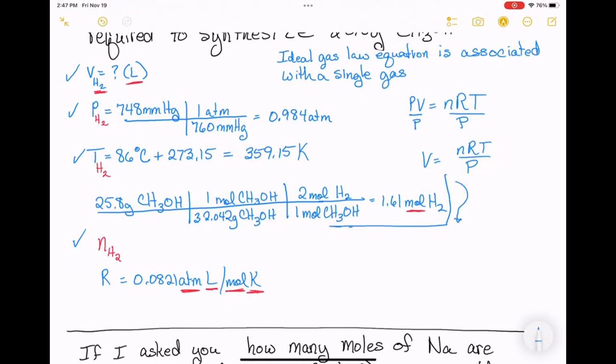And so we have the volume is equal to the amount of gas, so 1.61 moles times R, 0.0821 atmosphere liters per mole Kelvin times temperature, which is 359.15 Kelvin, divided by our pressure, which is 0.984 atmospheres. So you would get a volume of 48 liters.